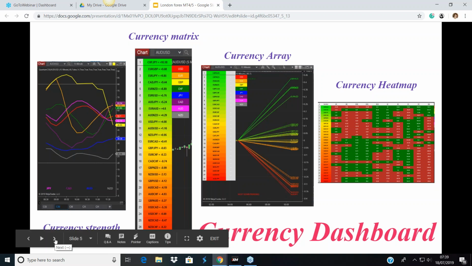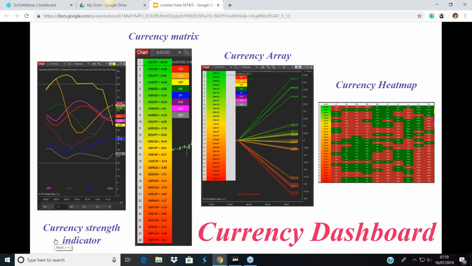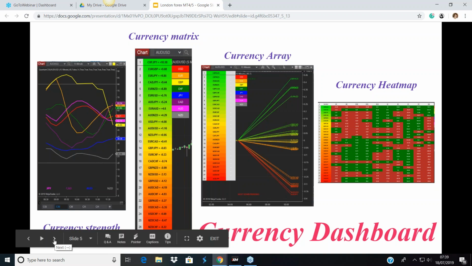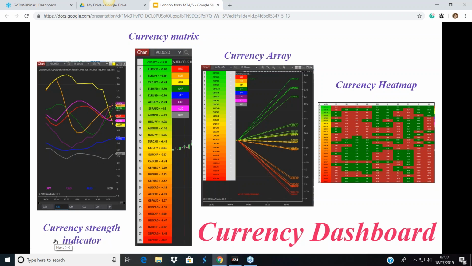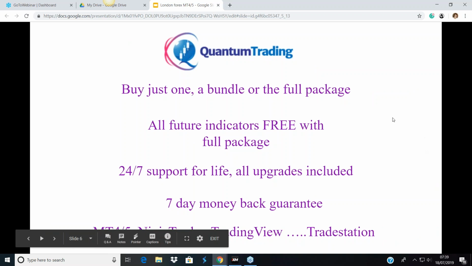And what I'm going to do is I've actually started with the dashboard in multiple time frames, really to try and pick out this morning the runners and riders, if you like, for the currency pairs.